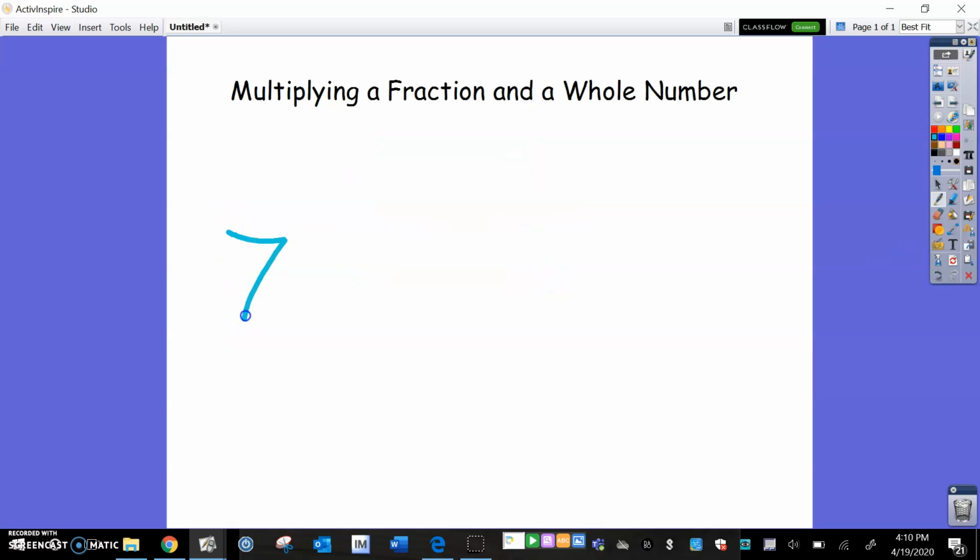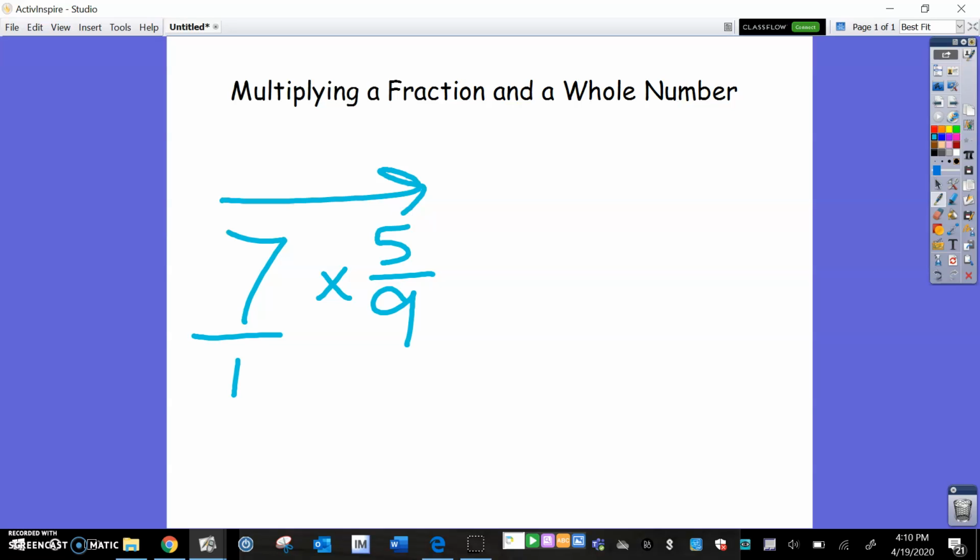Next problem. 7 times 5/9. And the first thing I need to do is, yes, my imaginary 1. So now I'm going to multiply straight across. So I'm going to do 7 times 5 equals 35 over 9. And I got my 9, if we remember, from doing 1 times 9 because I have my denominator. Now, I obviously cannot leave it this way because it's an improper fraction. Now, I could subtract 9 like a bajillion times, but that's kind of annoying.